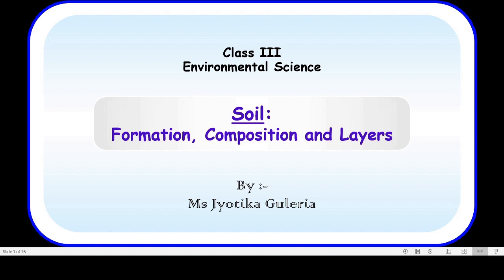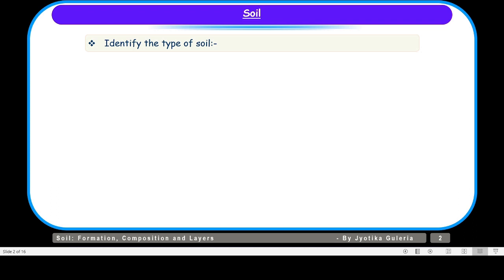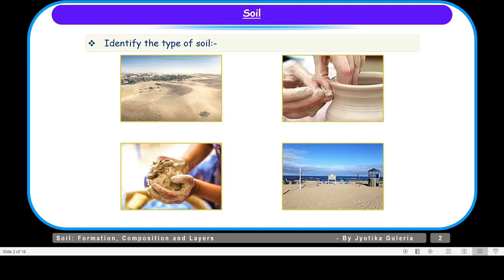So children, before we take up the main topics of this session, let us try to identify the different types of soil in these pictures. So first picture belongs to a desert, and we know that we find sand in the desert. And then you can see a pot is being made using soil, and we know that we use clay to make pot, and clay can be molded to give different shapes and sizes to make different objects. And then we have picture of sea beach, and we know that sand is found on a sea beach.